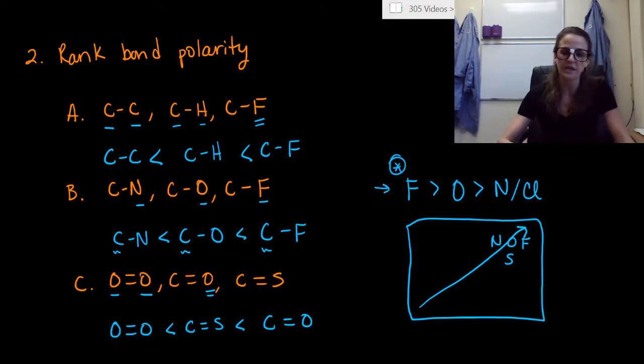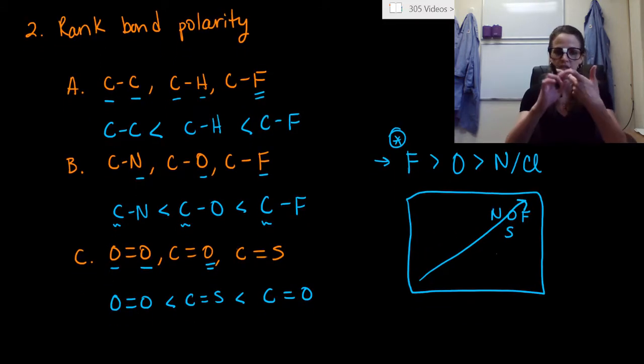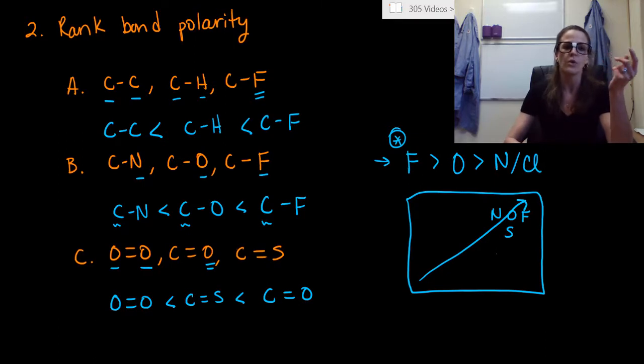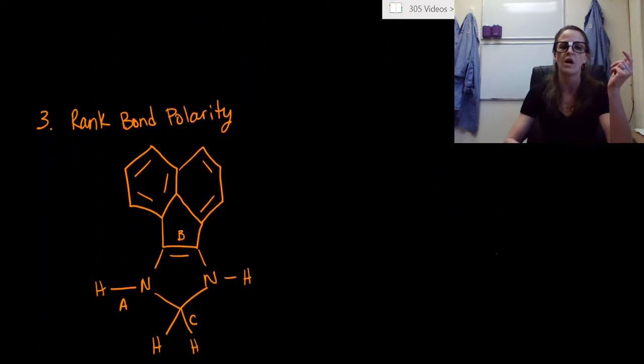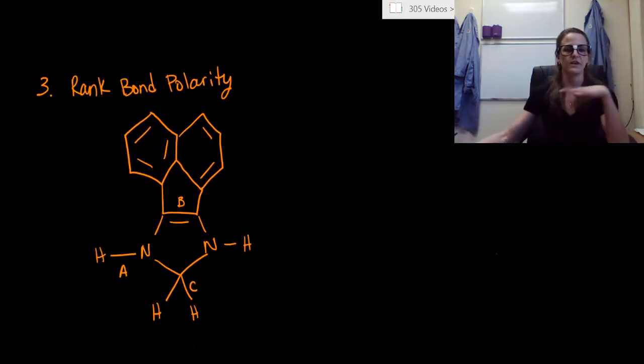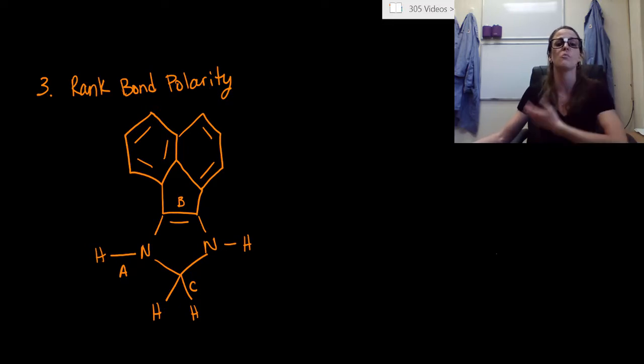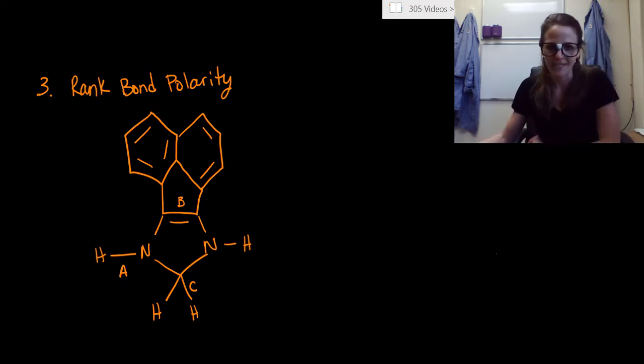All right, so now I'm going to kind of challenge you. Hopefully you understand electronegativity and you understand polarity. What I want you to do now is look at an actual molecule. So I've drawn this out. This is a very simple structure, and what I want you to do is look at these 3 bonds. So I have them labeled A, B, and C, and I want you to rank them from least to most polar. Go.